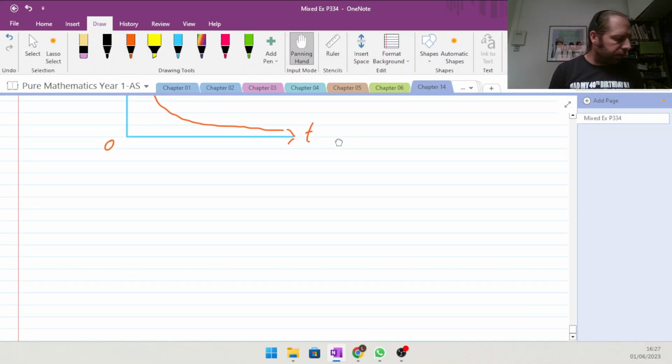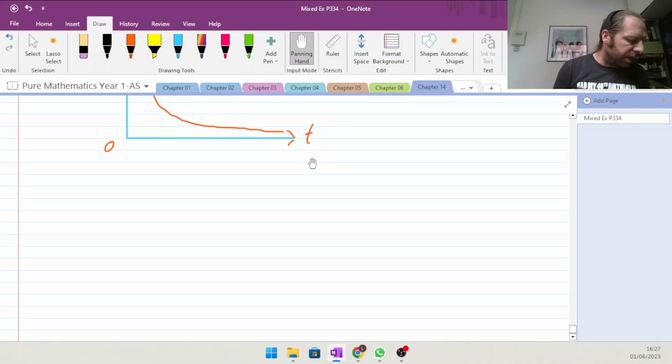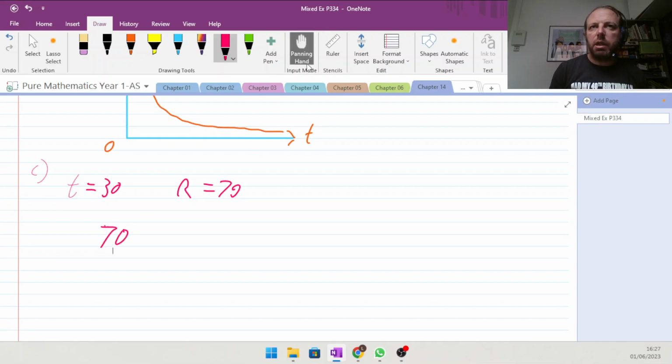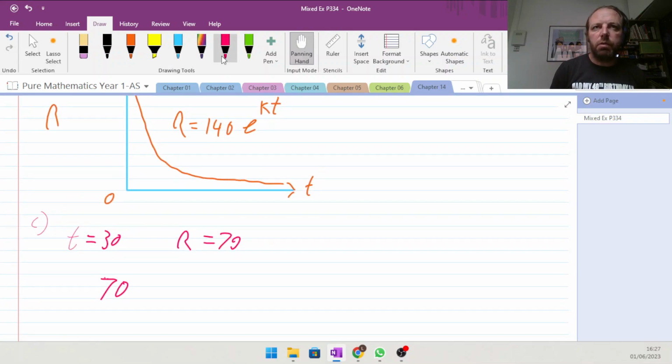Now then. After 30 days, the radiation is measured at 70. Show that k is this, starting with the value c. So, we have been told, this is part C, that when t is equal to 30, then R is equal to 70, so we can put it into the equation. 70 equals 140 e to the k 30, so I'm going to write it as 30k.